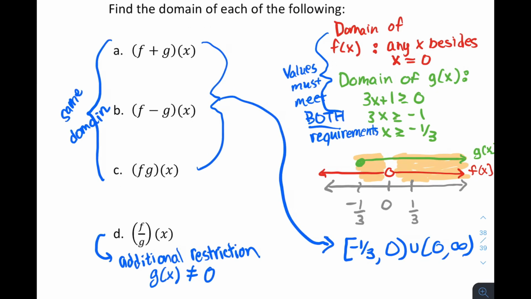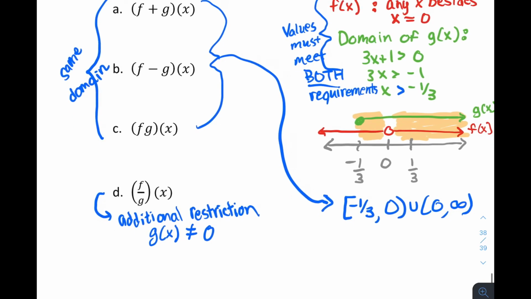Now I said on D you have to watch out for any additional values that make you divide by 0. So I can't include any x values that make g of x equal to 0. So instead, I have to have 3x plus 1 be greater than 0, not equal to it, which essentially just means I'm going to have to exclude negative 1/3 itself and use a parenthesis instead of a bracket.